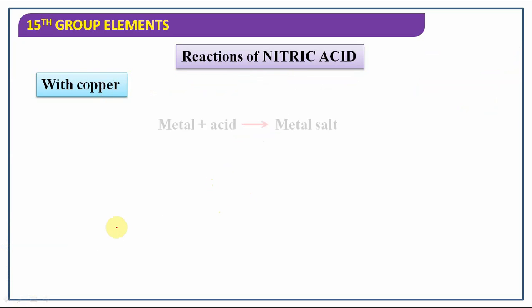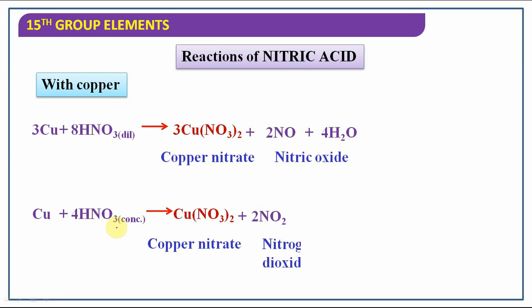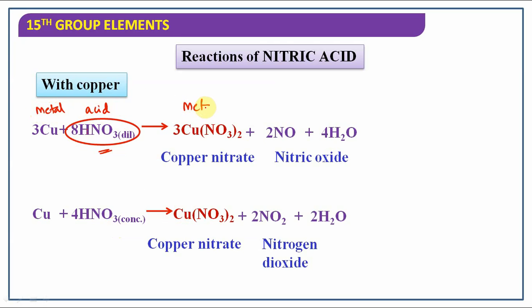So now let's see with copper. Whenever a metal reacts with acid, it forms a metal salt. Copper reacts with two types of acids. First is dilute HNO3. Whenever copper is treated with nitric acid, it gives copper nitrate. That doesn't make any difference. But what is the utmost important point here? What are the nitrogen oxides you will be getting? That is very important.